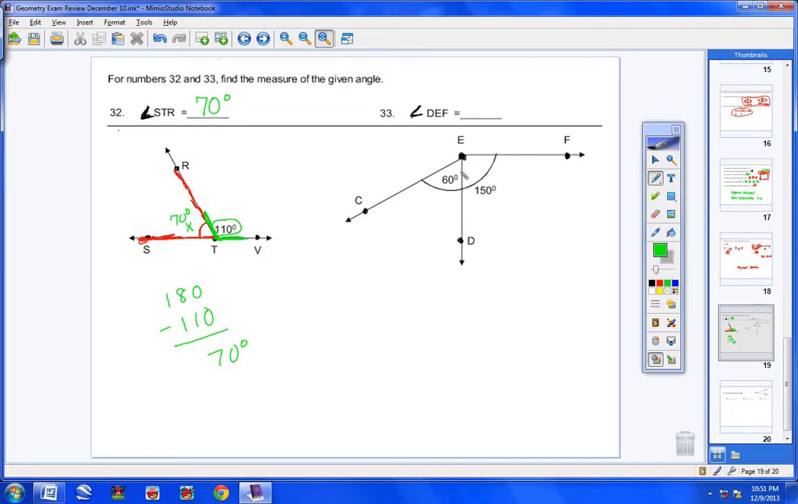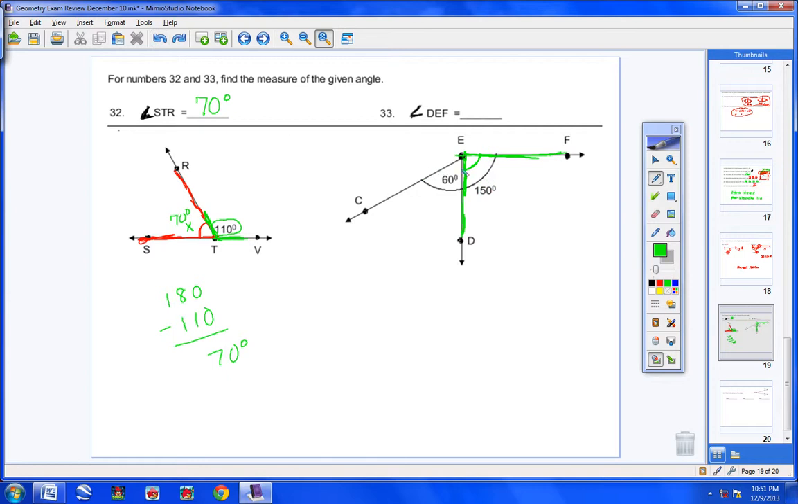Now let's come over here. I want you to find the measure of angle DEF. So here's D. Let's go down to angle E, and then over to angle F. So I want you to find this measurement right here. Now, if you'll notice, the entire measurement, from here all the way to here, that whole angle is 150. Angle CEF, that whole big angle is 150 degrees.